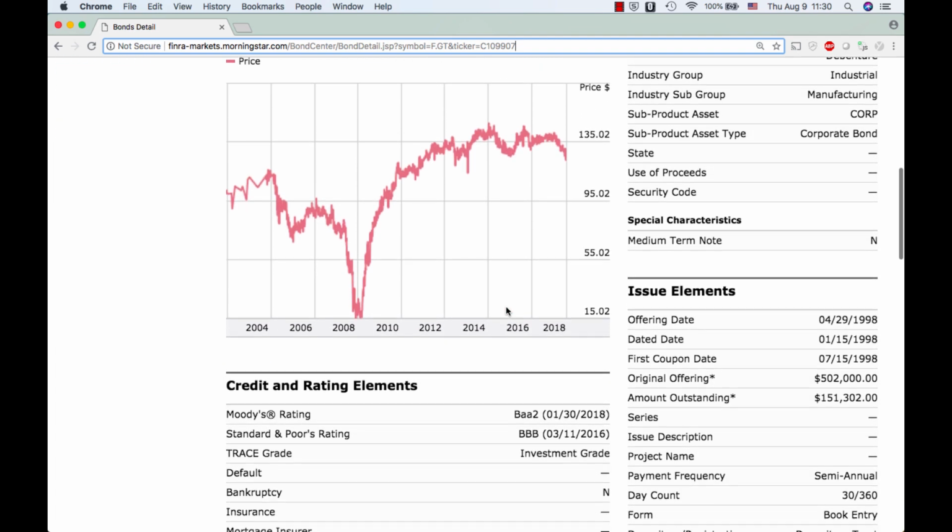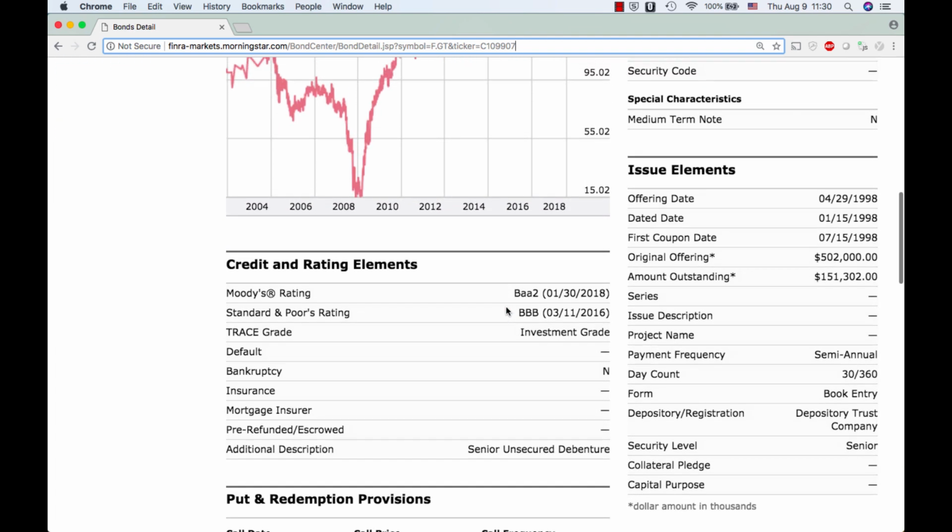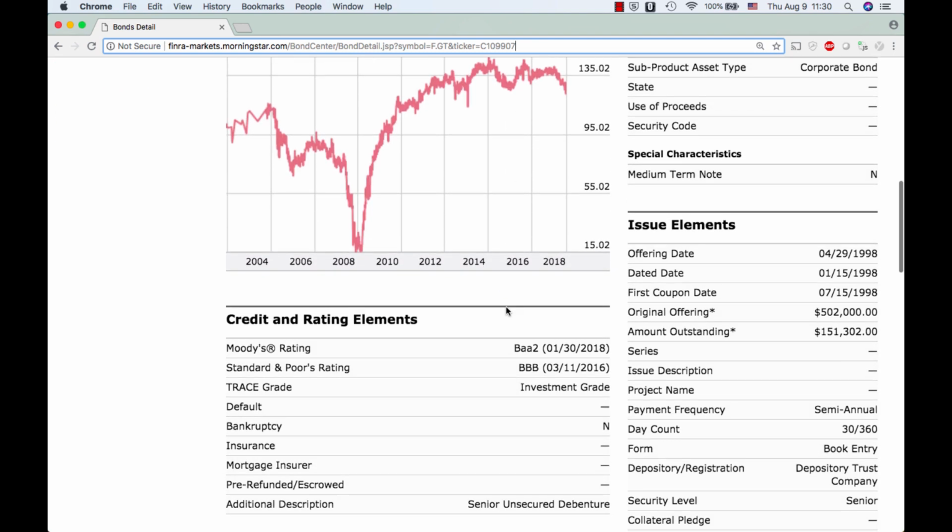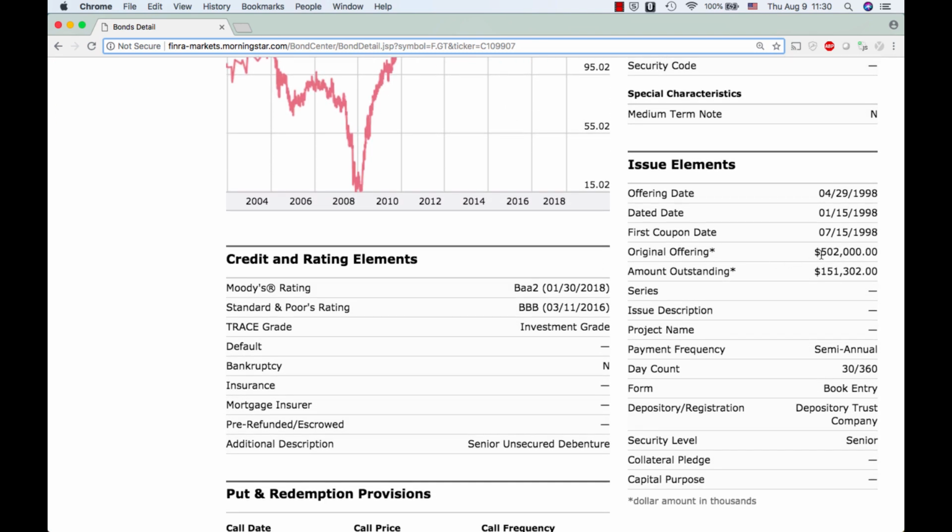And what else can we glean from this page? We see, for example, when the bond was issued, this is in thousands. It was worth $502,000, $502 million in fact, and currently outstanding is $151 million, which shows us that Ford has repurchased some of this bond in the open market in the meantime.